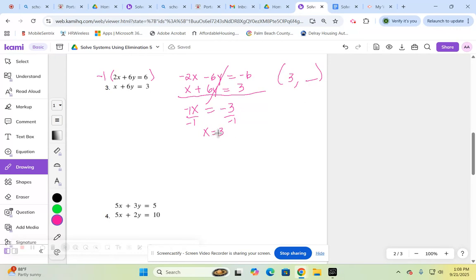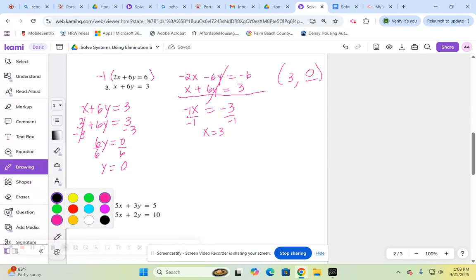So now I can use substitution. I can replace x with 3. You can use either one. I'm going to use the bottom one. x plus 6y equals 3. I'm replacing x with 3 because that's the value of x. Copy the rest of the equation. Solve it. Subtract 3 from both sides. I'll have 6y equals 0. Divide both sides by 6. That means y equals 0. So my y value is 0.